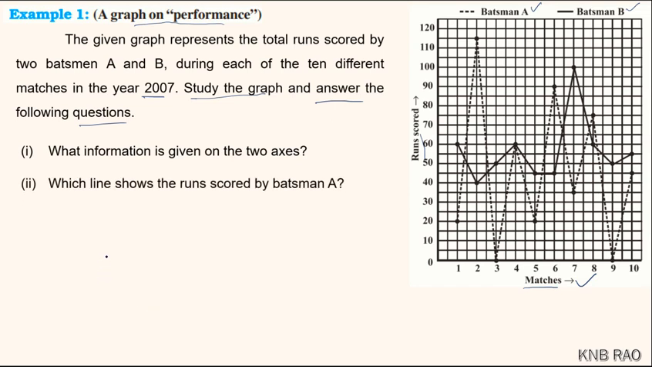Second question: which line shows runs scored by A? Runs scored by A is shown by the dotted line, isn't it? Dotted line.